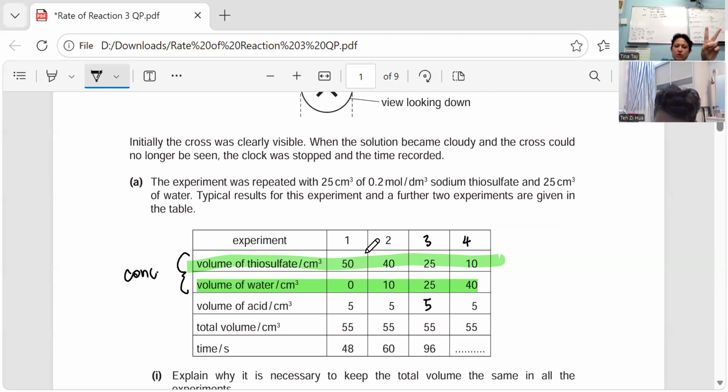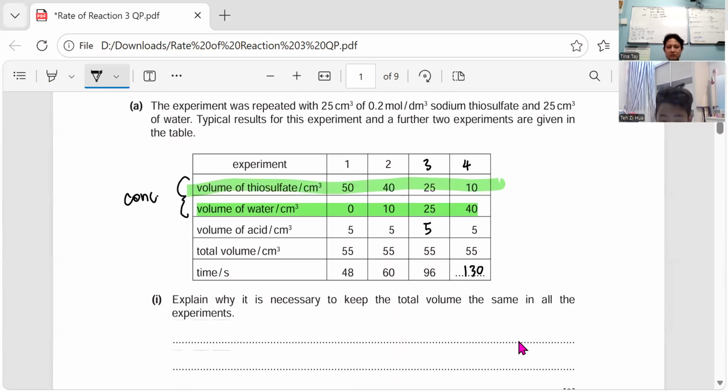What happens is the first one I add full sodium thiosulfate. The second one I add only 40 sodium thiosulfate and I dilute it with 10 centimeter cube of water. The second I put half. The fourth one is 10 over 40. So the slowest one will be who? The last one.